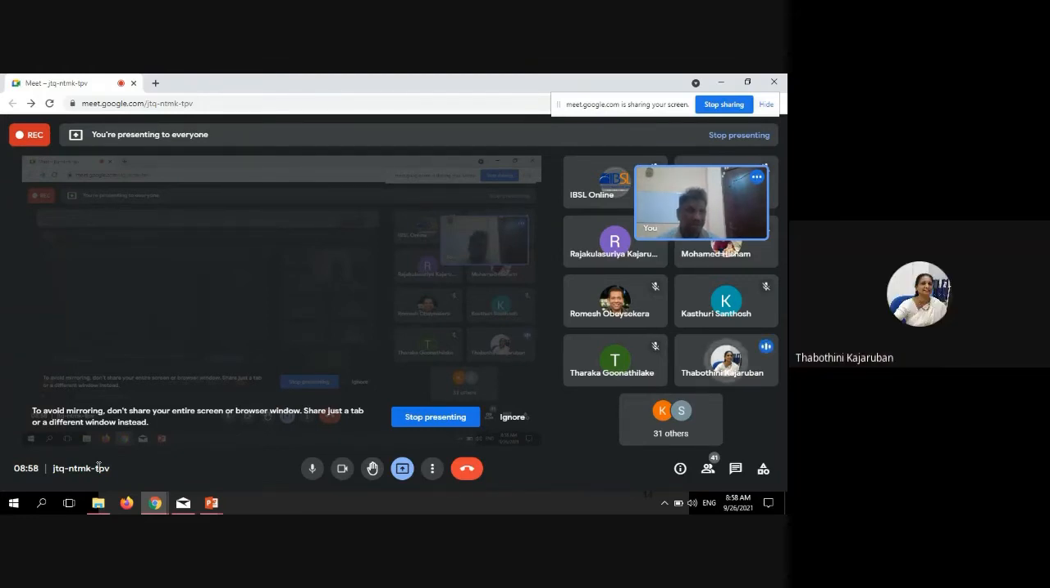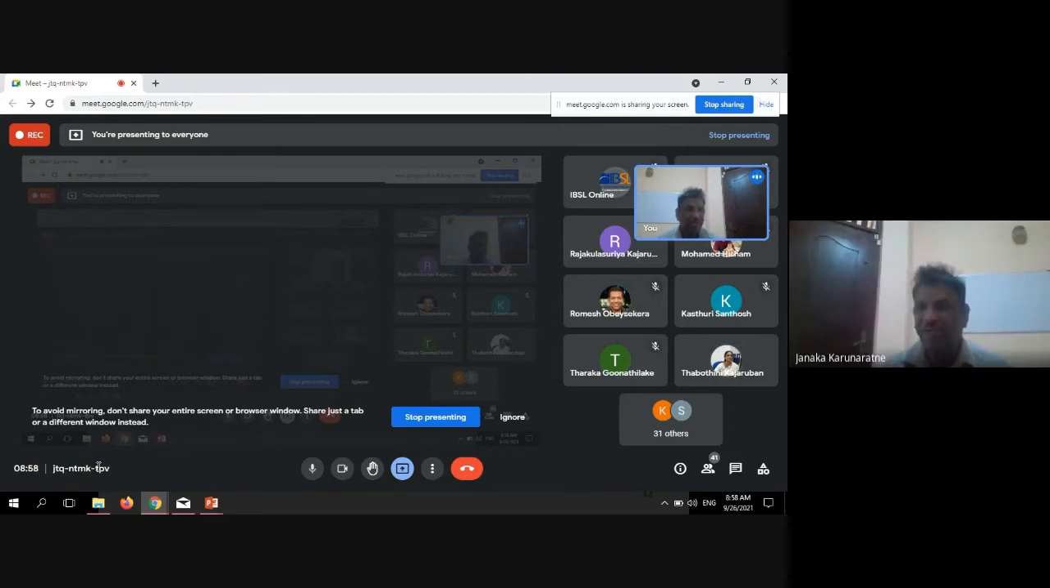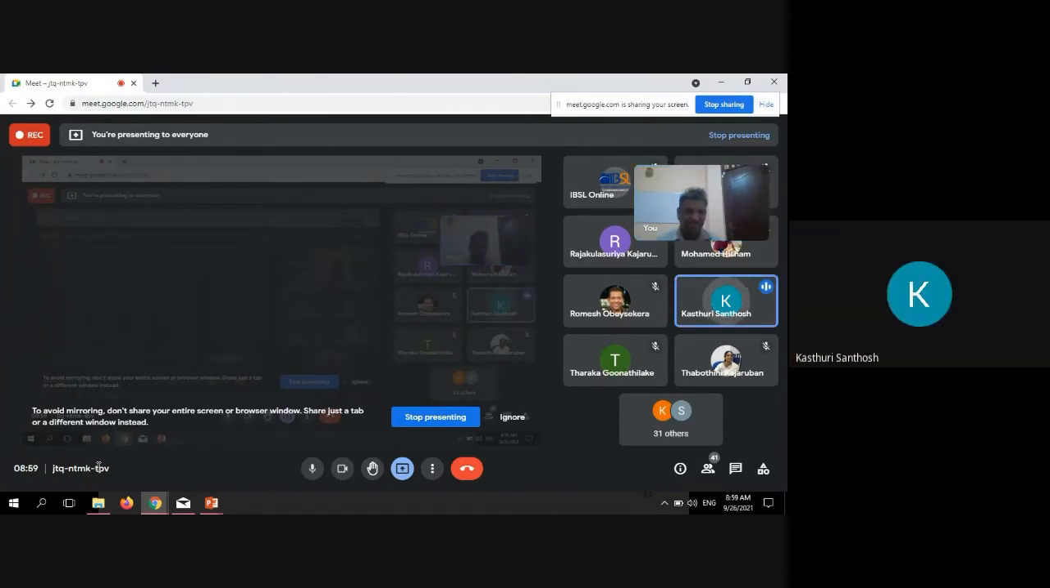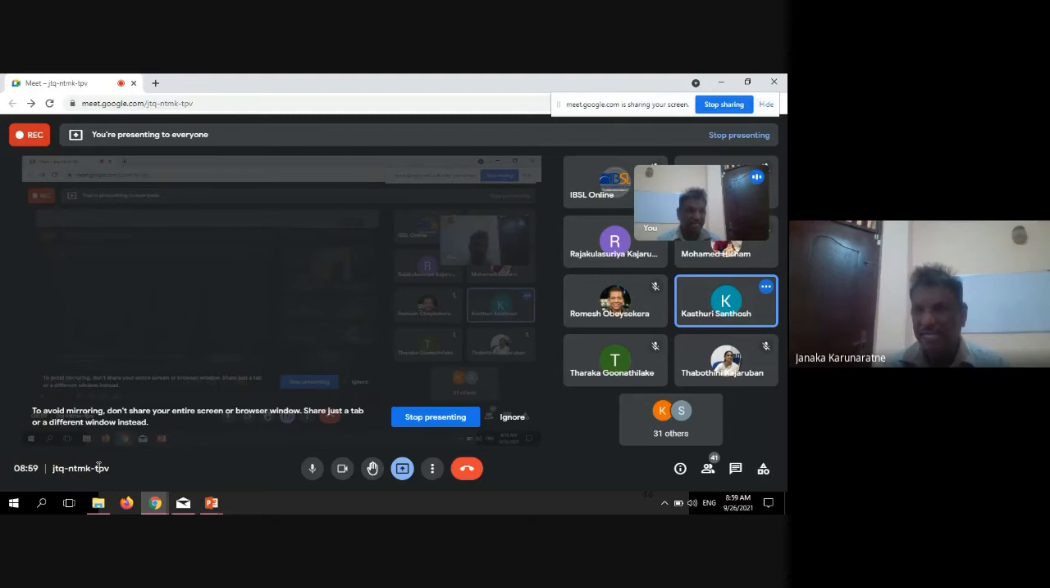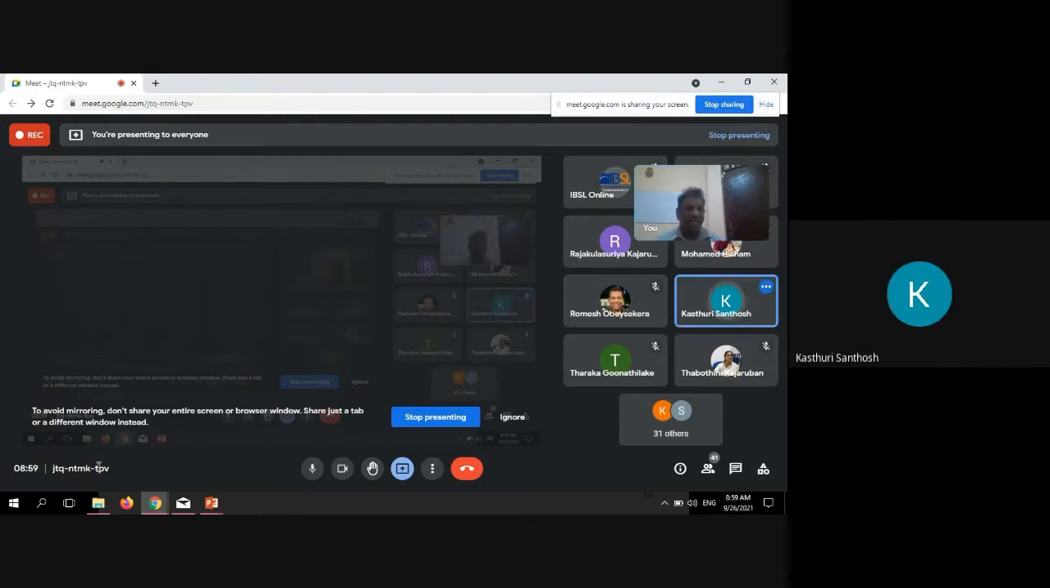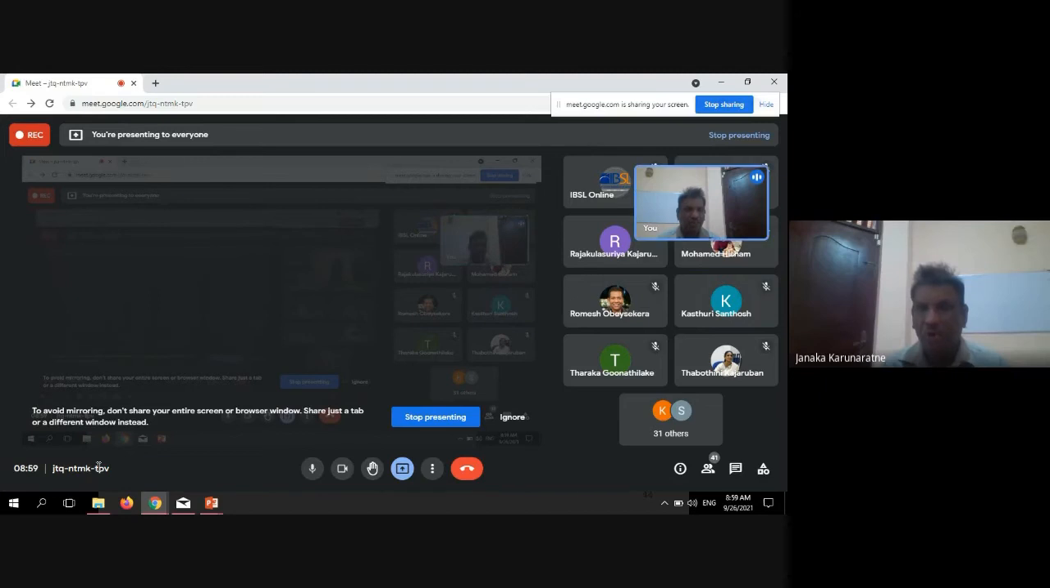Interest rate. In terms of interest rate, yeah. What are the two things? Can someone tell? These are very basic things. Coupon rate and yield to maturity. Exactly, Kasturi. Yes, you're right. The coupon rate and the yield to maturity. So those are the two elements we talk about.